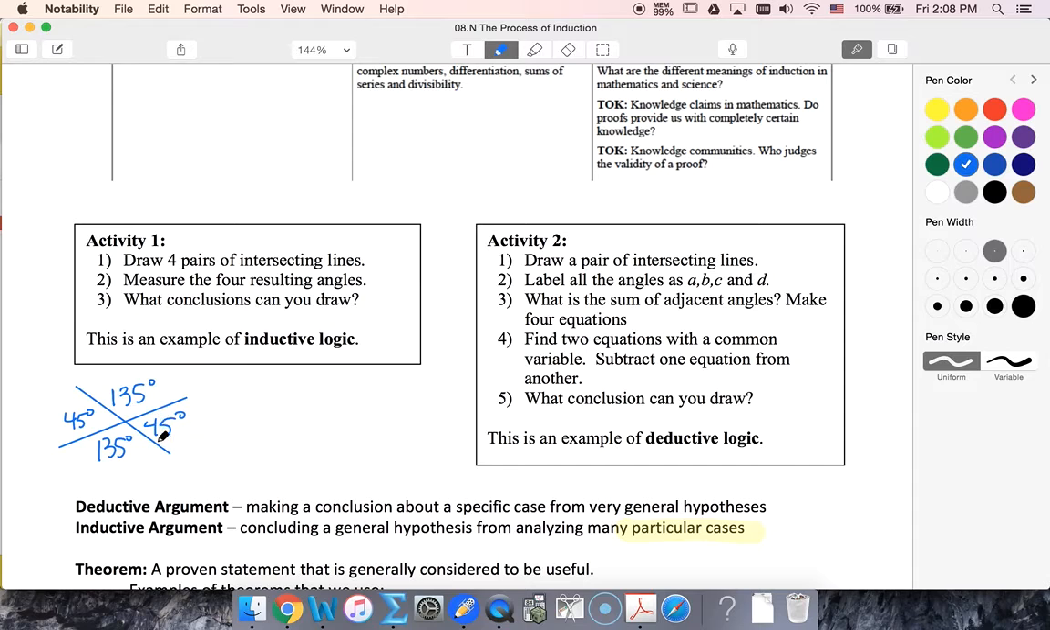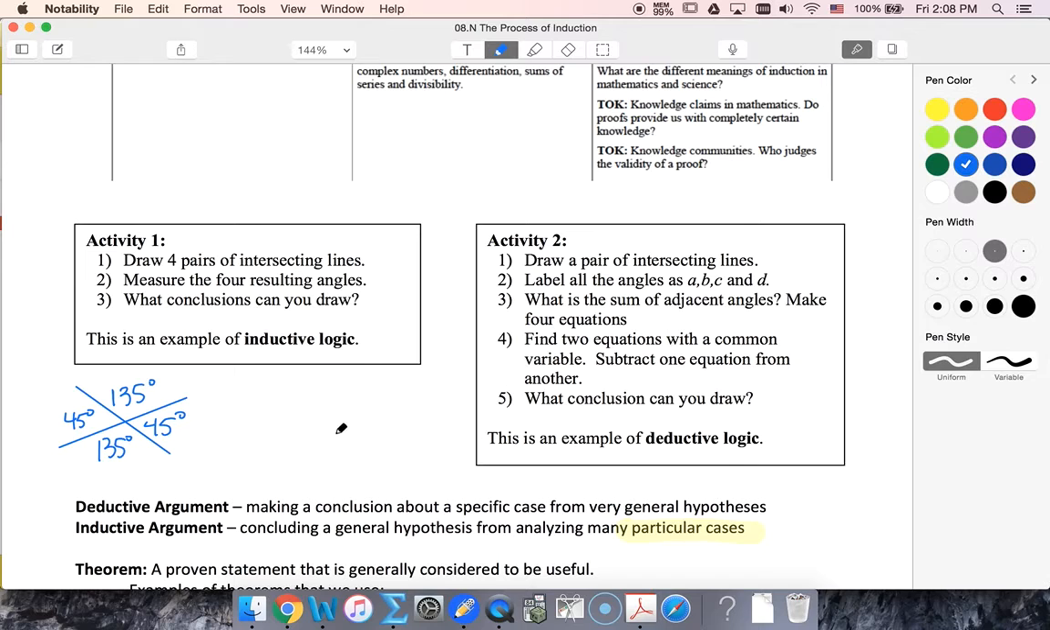But an inductive argument would have us measure all of them first. So we would measure them all, we would repeat that many times, and then we would draw conclusions. So my conclusion would be that opposite angles are equal and angles on the same line add up to 180. So going from specific into a general conclusion is inductive.